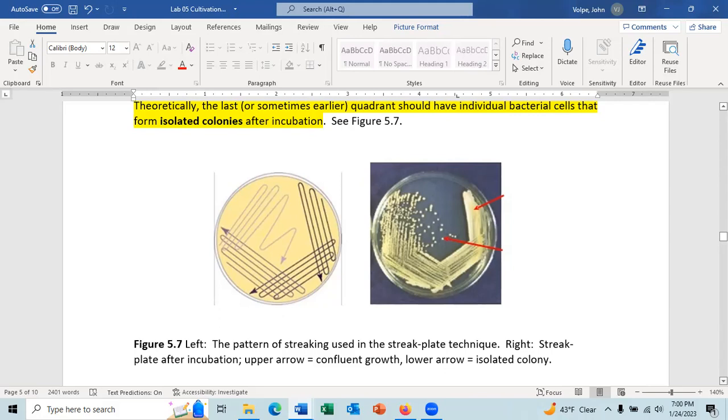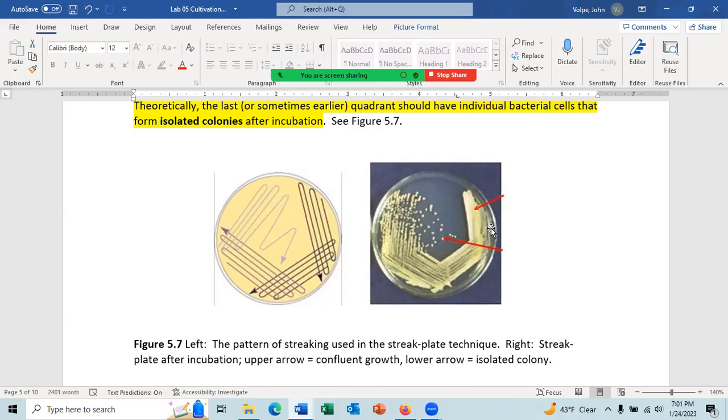Wherever you first started, there will likely be a lot of bacteria, which was probably right here. Don't ask me why; they should have started here and gone that way, but it looks like there's more bacteria here than there. And then you take your loop and put it in the bacti-incinerator to kill all the bacteria that are on it.